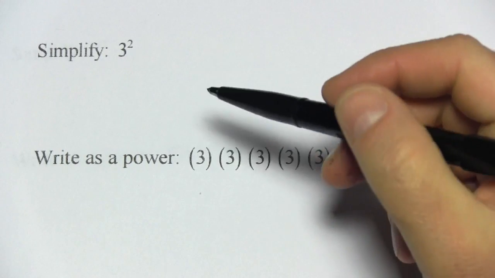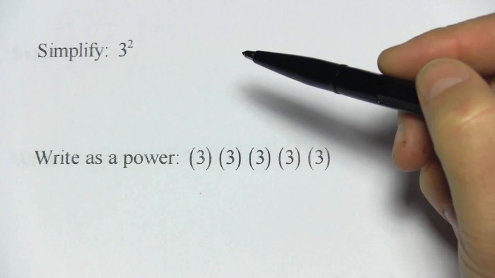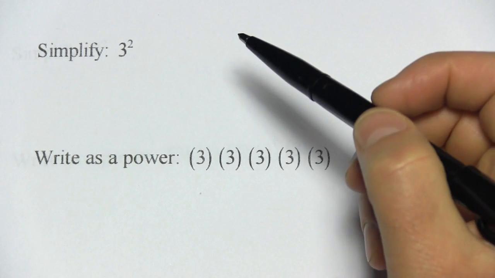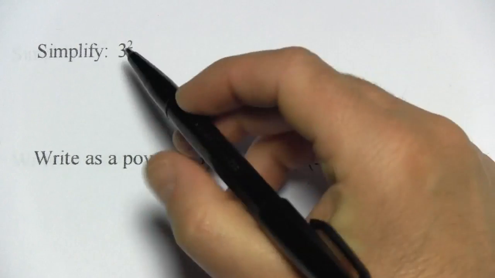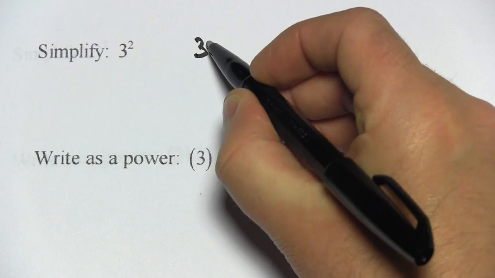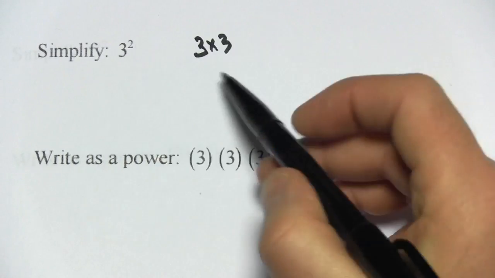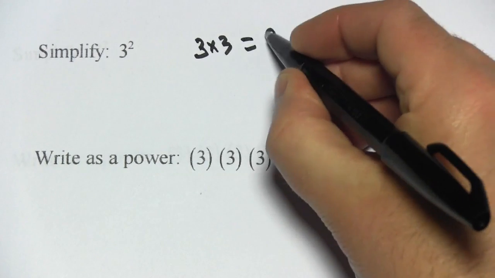In these problems, we're dealing with powers and exponents. And you probably know how to do this one. It says simplify 3 squared, or 3 to the second power. And you probably know that when you square something, it means you multiply it by itself. So 3 squared is 3 times 3, and that's going to equal 9.